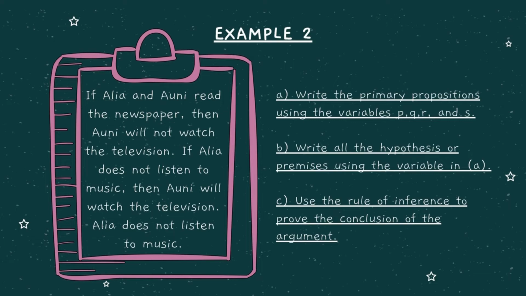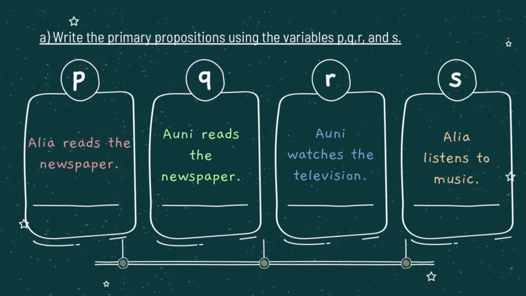Next is example 2. If Alia and Auni read the newspaper, then Auni will not watch the television. If Alia does not listen to music, then Auni will watch the television. Alia does not listen to music. For question A, write the primary propositions using the variables P, Q, R, and S. So P, Alia reads the newspaper. Q, Auni reads the newspaper. R, Auni watches the television. And S, Alia listens to music.